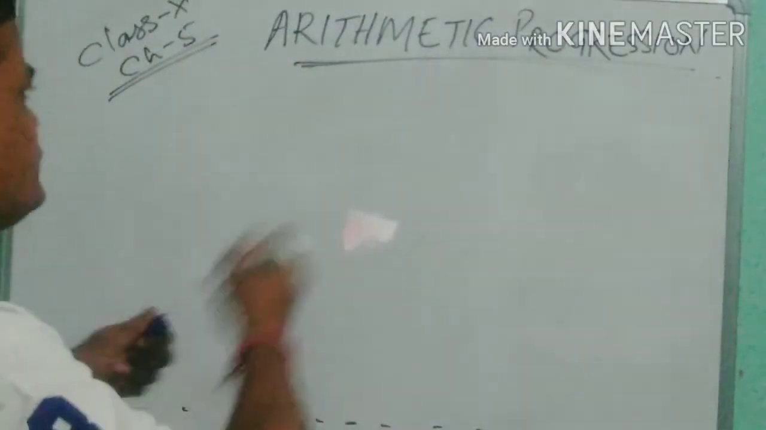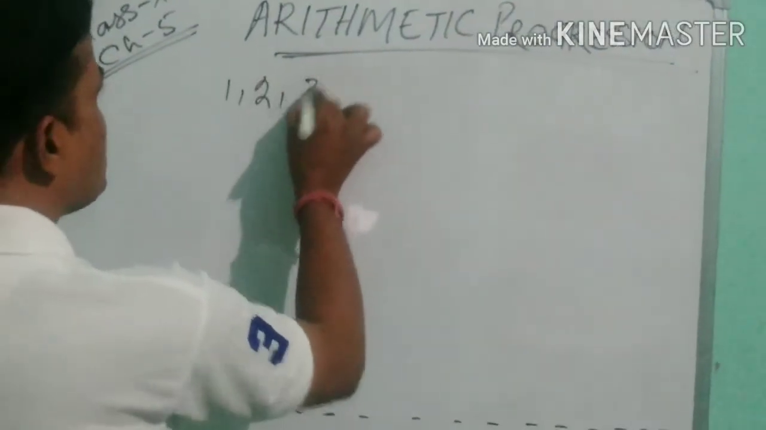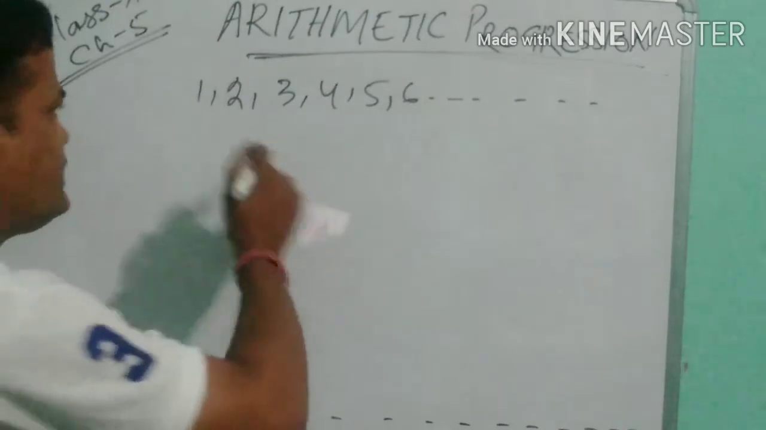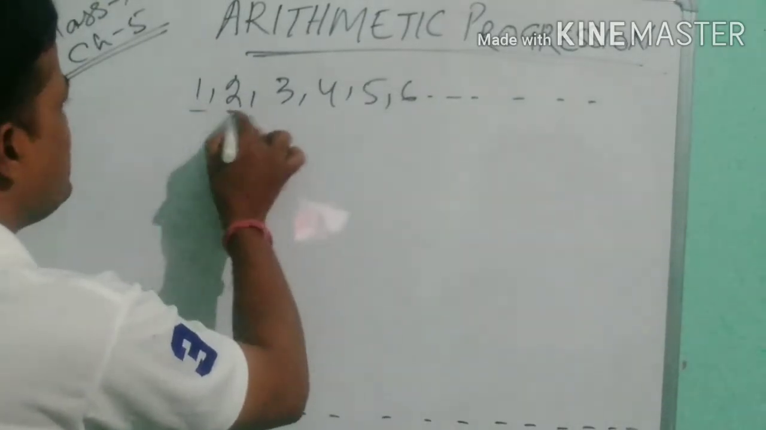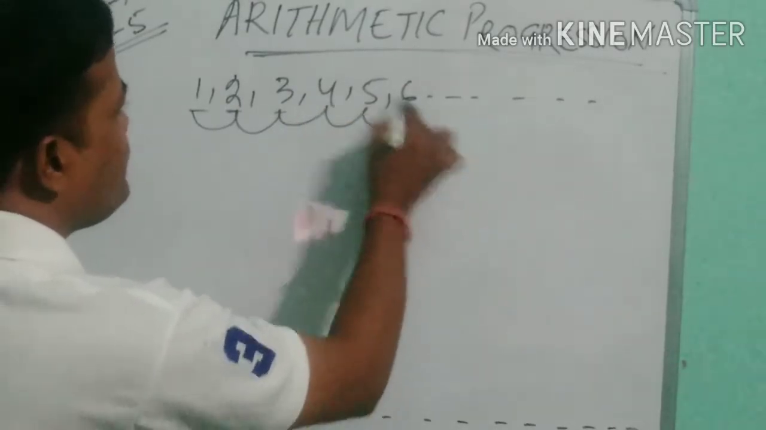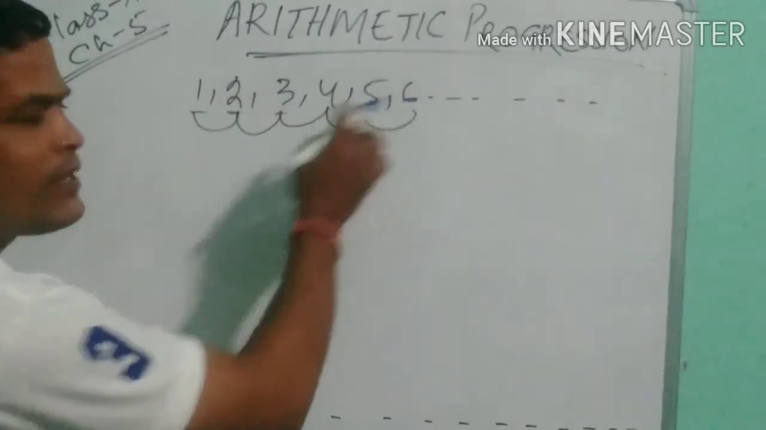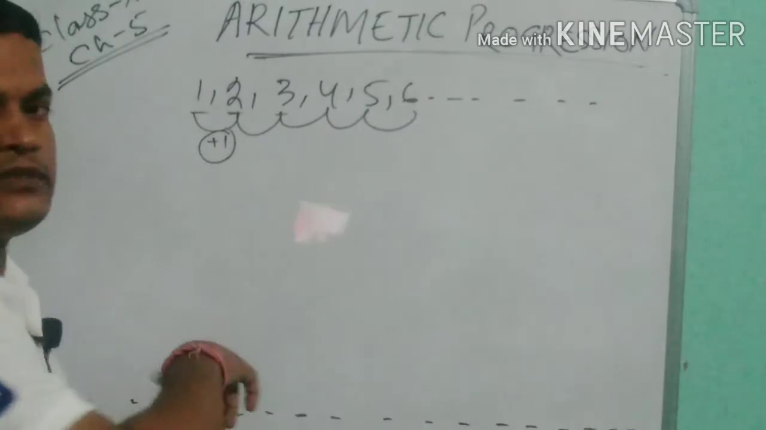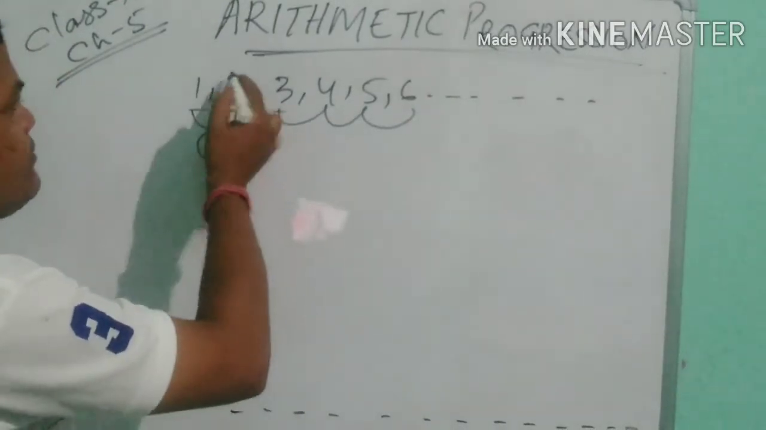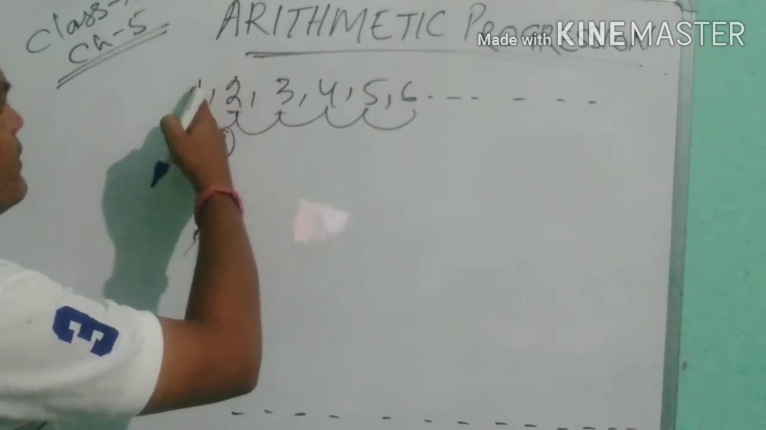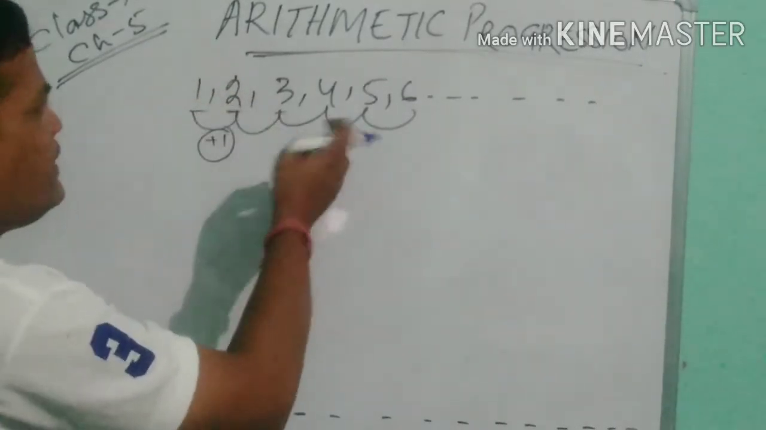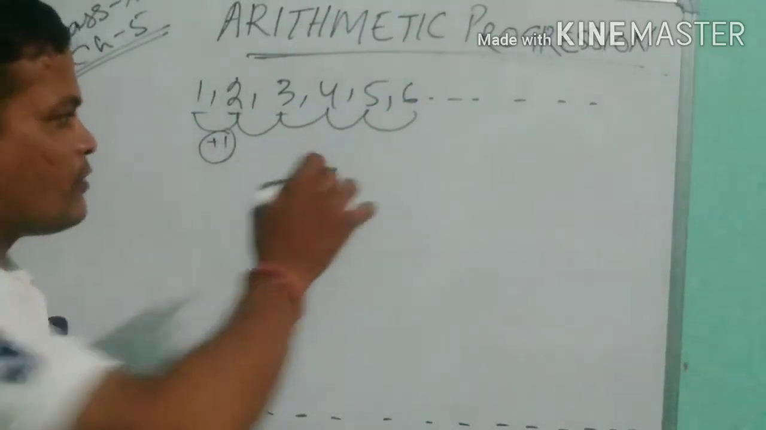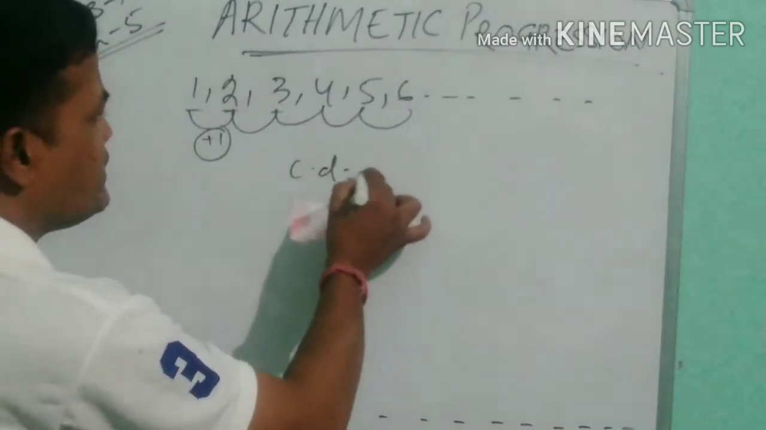So let us see what happens. Suppose 1, 2, 3, 4, 5, 6, like this. You see, it is a series of numbers in which the successive numbers are formed by adding one. Is it right? That means, otherwise, if we take the difference between the second term minus the first term, we will get one. This term minus this term, you will get one. This to this, you will get one. Means there is a fixed number. So here, the common difference is one.